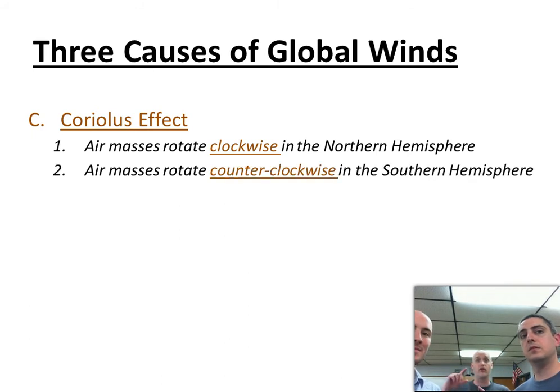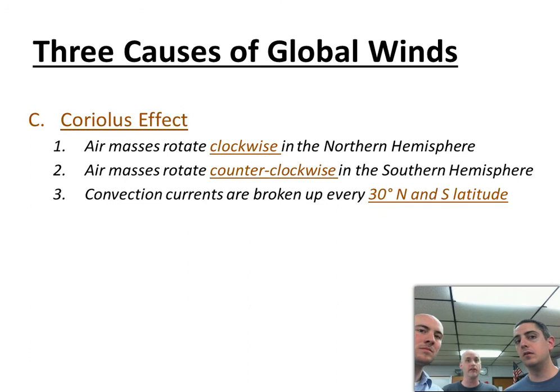First, we have air masses that rotate clockwise in the northern hemisphere. The northern hemisphere is where we live, the United States. So we're not talking South America. We're talking about most of Europe, United States, Canada, Japan, those places. Air masses rotate counterclockwise, so in the opposite direction that clock hands go, in the southern hemisphere. So if you're in South America, Australia, or on the South Pole, then the air masses rotate the opposite direction that clock hands go. And then here's the big part. These currents get broken up about every 30 degrees.